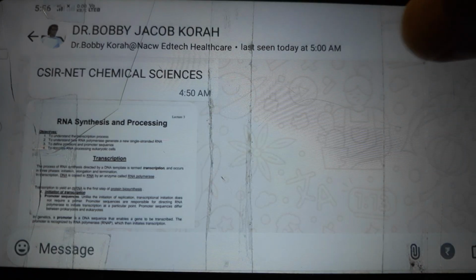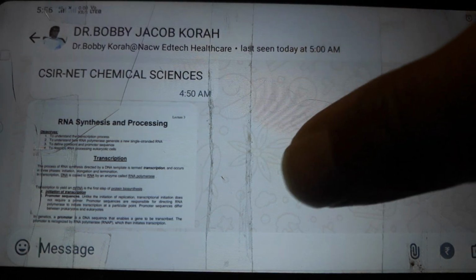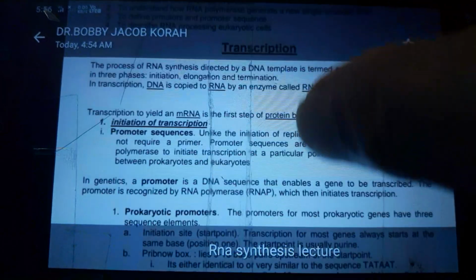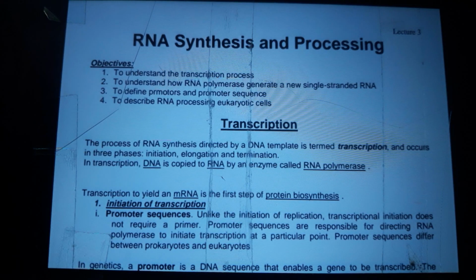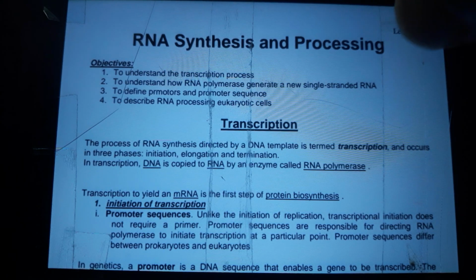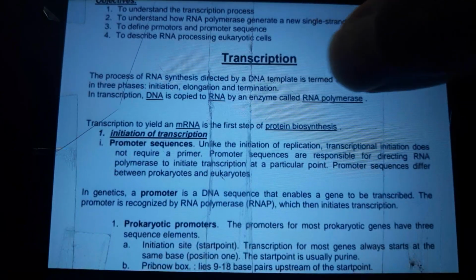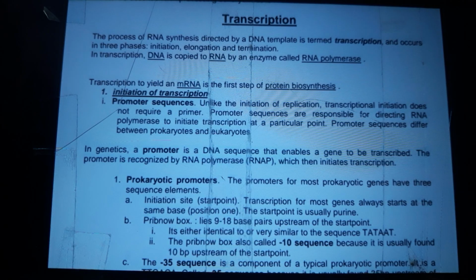To give a recap on RNA synthesis and processing, I'll just give you some notes now. The RNA synthesis and processing objectives: to understand the transcription process, to understand how RNA polymerase generates a new single-stranded RNA, to define promoters and promoter sequences, and to describe RNA processing in eukaryotic cells. Transcription: the process of RNA synthesis directed by a DNA template is termed transcription and occurs in three phases: initiation, elongation, and termination.